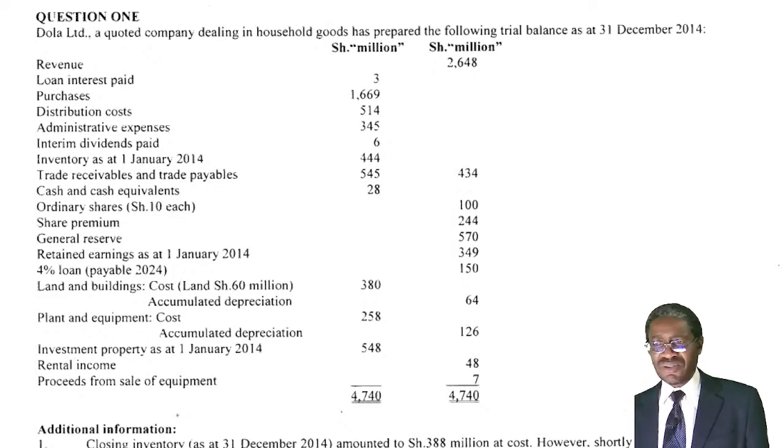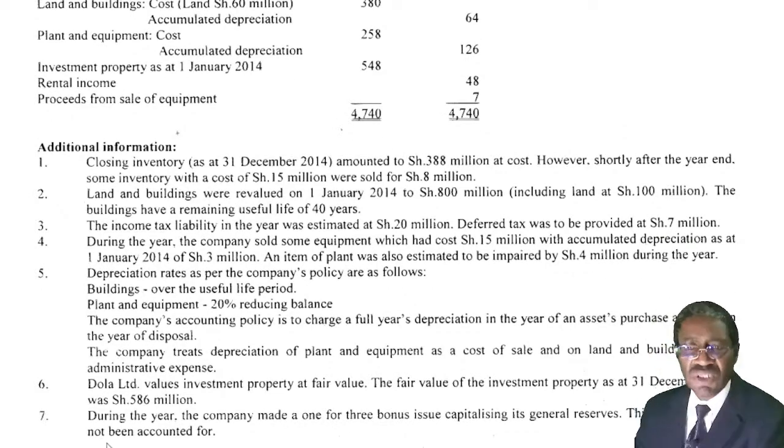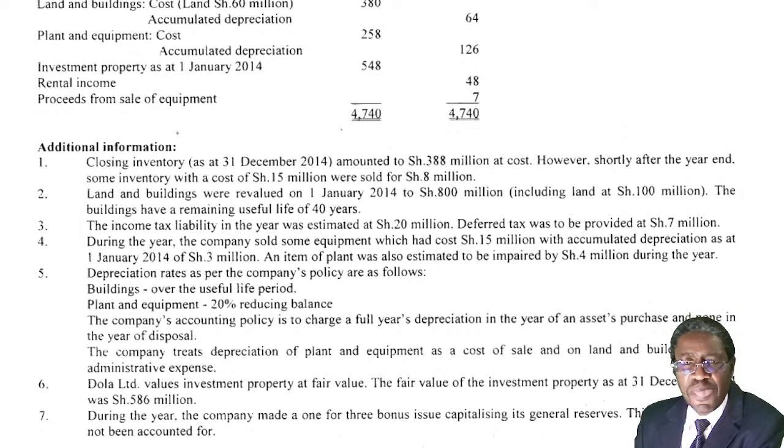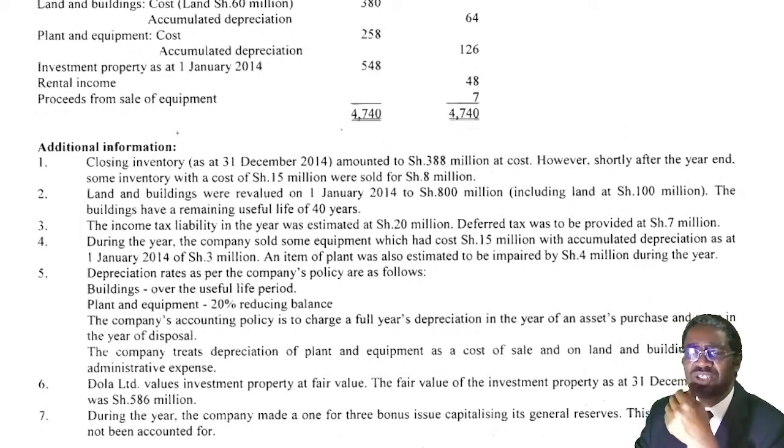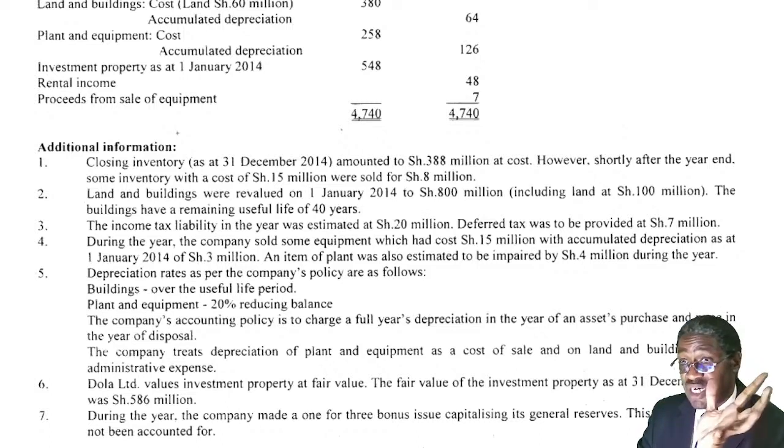So our note number 4, let's check. Is there something that they are testing you on? Number 4 says, during the year, the company sold an equipment which had a cost of 15 million with an accumulated depreciation as at 1st January 2014 of 3 million. An item of plant was also estimated to be impaired by 4 million during the year. That's about a disposal of an asset.